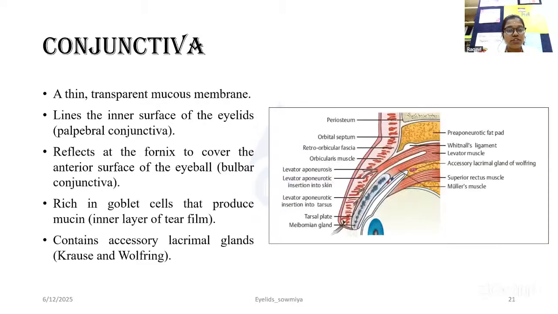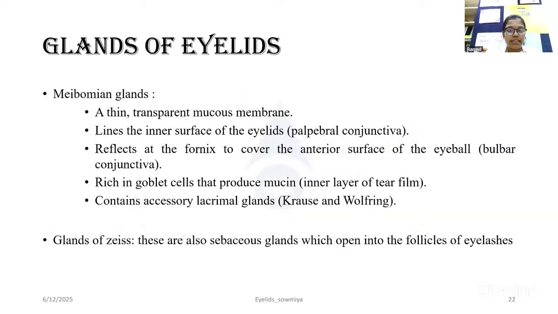Conjunctiva. A thin transparent mucous membrane. It lines the inner surface of the eyelid, palpebral conjunctiva, and reflects at the fornix to cover the anterior surface of the eyeball, bulbar conjunctiva. Rich in goblet cells that produce mucin, the inner layer of the tear film. Contains accessory lacrimal glands, Krause and Wolfring. Glands of the eyelids.